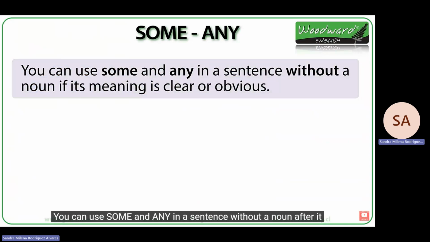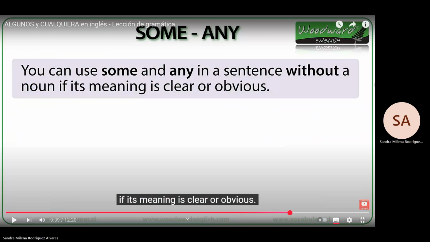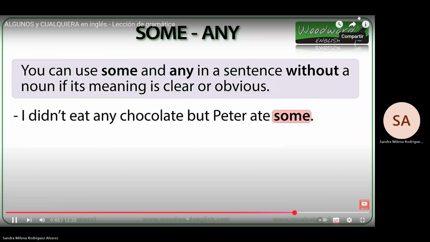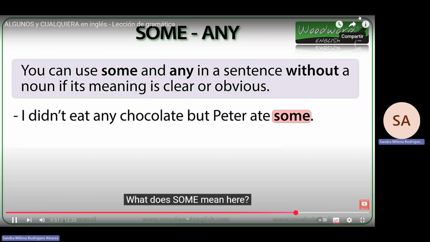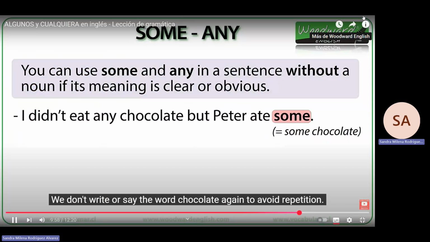You can use some and any in a sentence without a noun after it if its meaning is clear or obvious. I didn't eat any chocolate, but Peter ate some. What does some mean here? Some at the end of this sentence means some chocolate. We don't write or say the word chocolate again to avoid repetition.